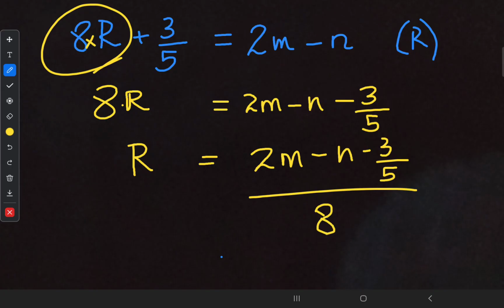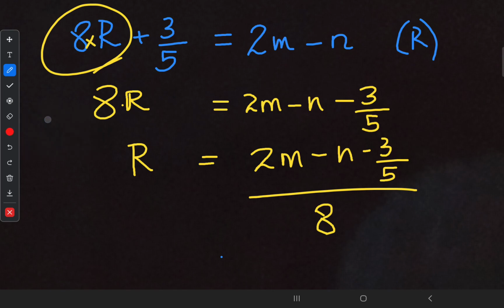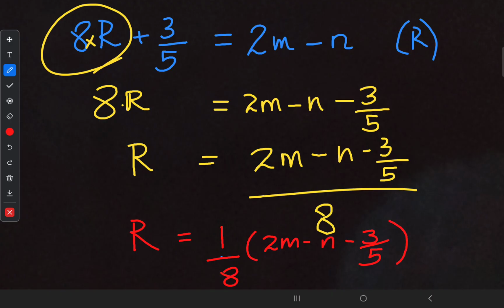In a proper way, rather than writing it in this way, you can write it properly. That is R. Here there are too many variables, so you can keep it as it is. 2n minus n minus 3 upon 5. There's a multiplication of 8, that will become the division of 1 upon 8 into this bracket.